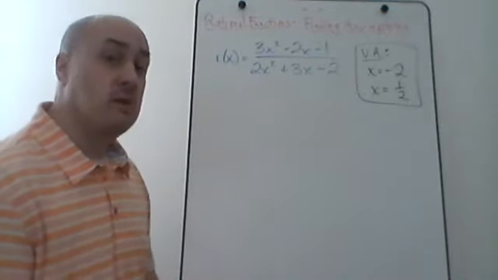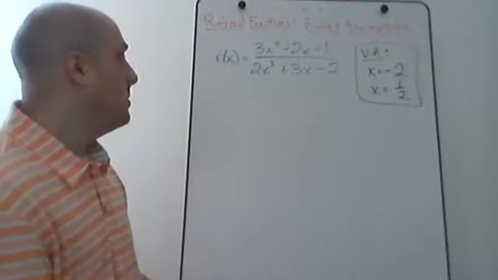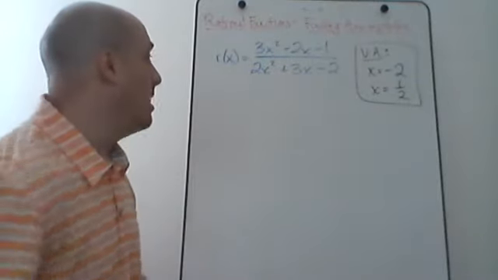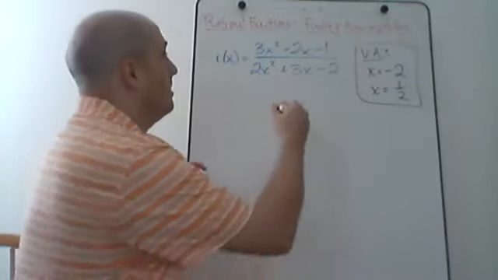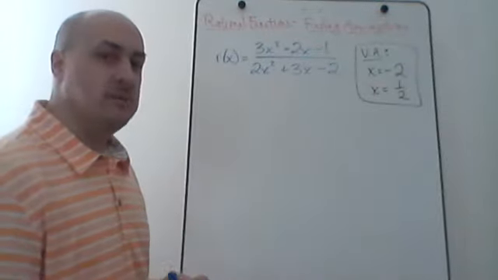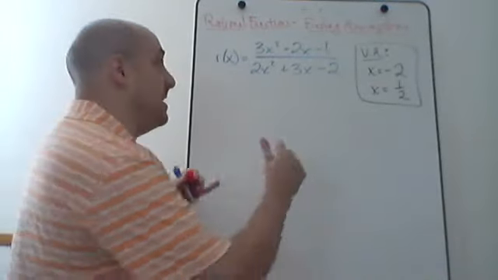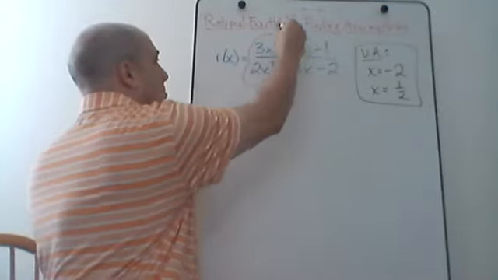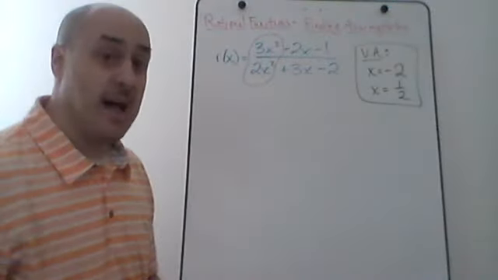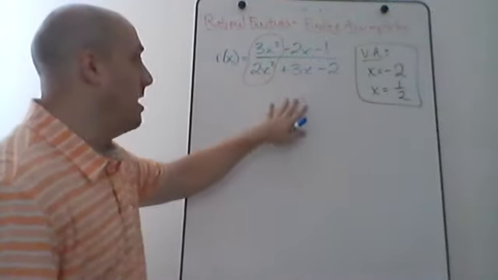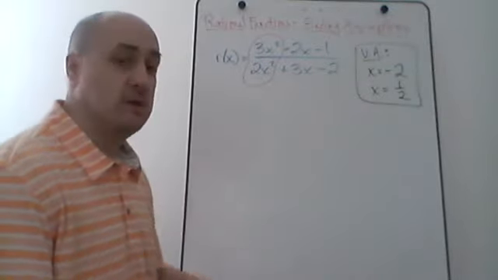So remember, for horizontal asymptotes, what we do is we compare the degrees of our numerator and denominator. For the horizontal asymptotes, I am only concerned with the leading terms, which are the 3x squared in the numerator and the 2x squared in the denominator. Those are the only things I need to care about when I'm trying to determine the horizontal asymptotes.